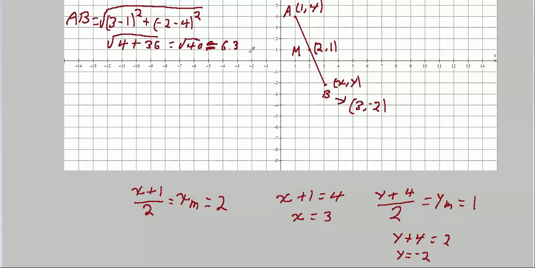So what did we do? Well, down here we found the endpoints by working backwards. And we used our midpoint formula. Even though we already knew the midpoint, we used our midpoint formula to find the x-coordinate for the endpoint. And we did the same thing over here. And once we had those, we used our distance formula to get the length of AB.